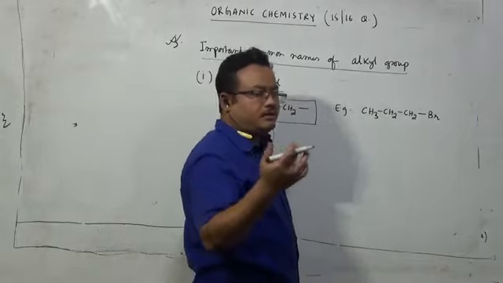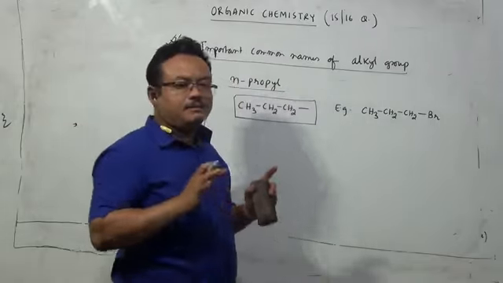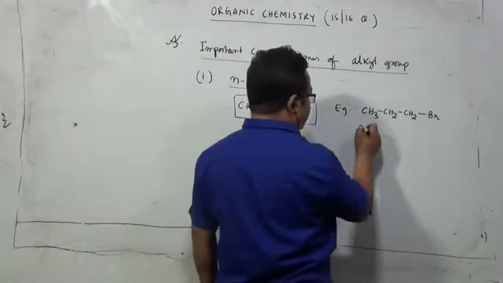Okay, we can talk about them. Don't worry. The common name is based on the alkyl group. So this is called N-propyl bromide.